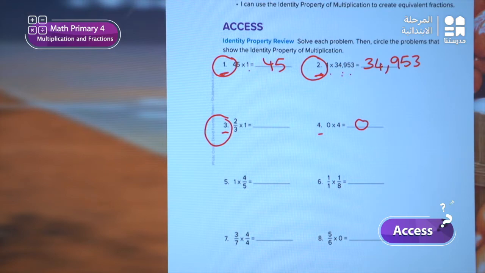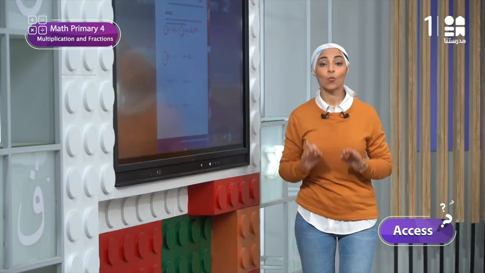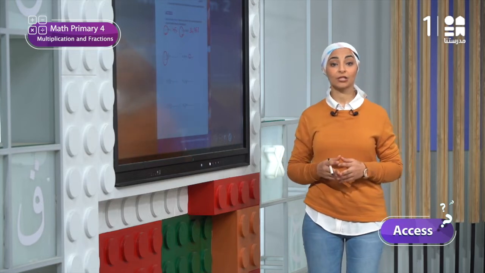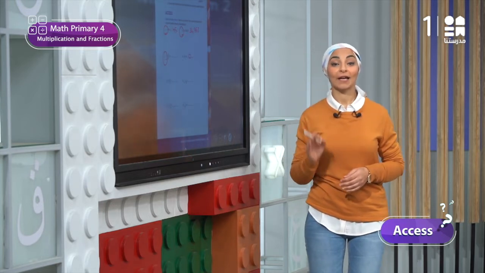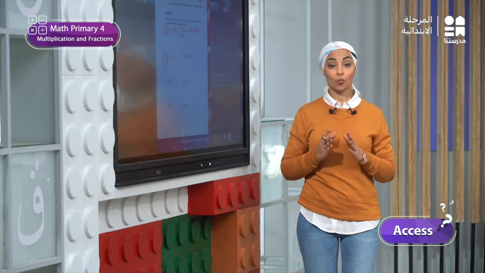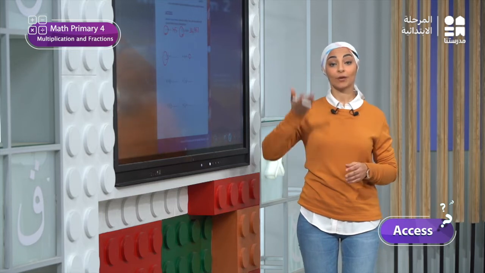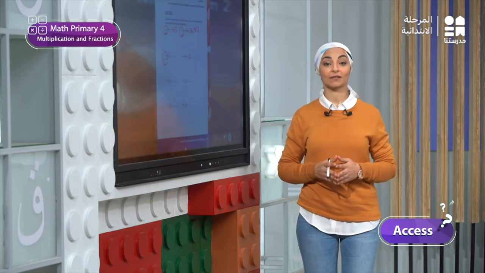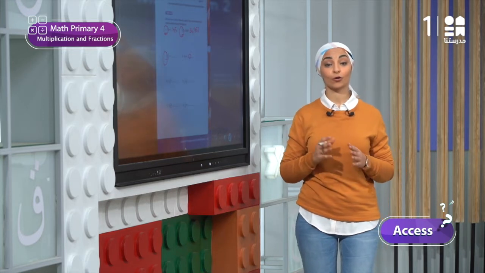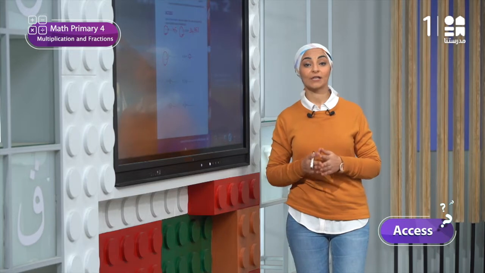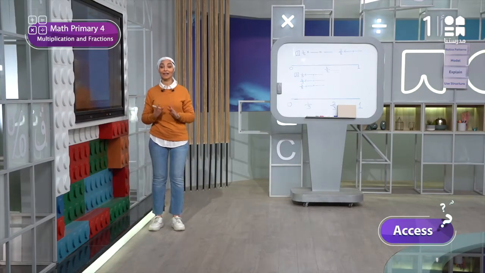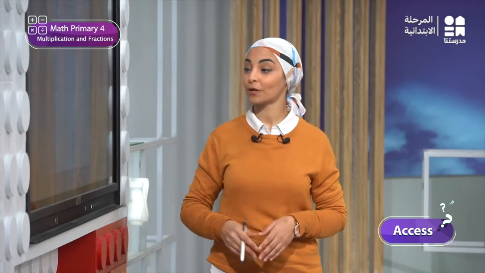Okay, now before answering the rest of the problems, I want you to think about this. If I want to write 1 in the form of a fraction, what will I do? I am sure you remember from the last lessons that the numerator must be exactly the same as the denominator. Like 2 over 2, for example, or 5 over 5, or 4 over 4. All these fractions represent one whole. And this is the method we are focusing on today when answering problem number 6.